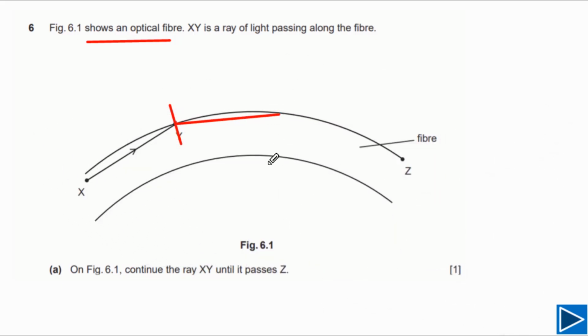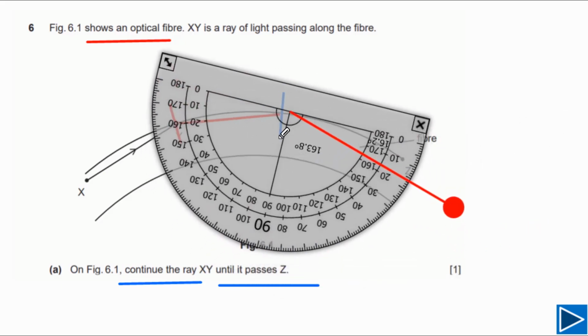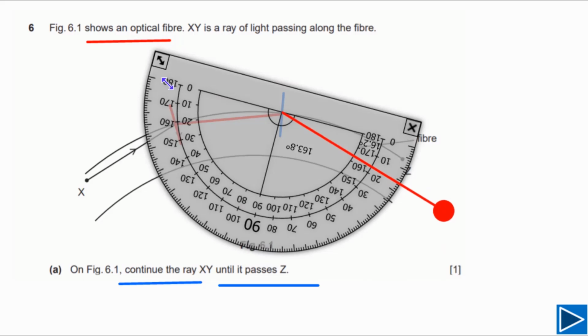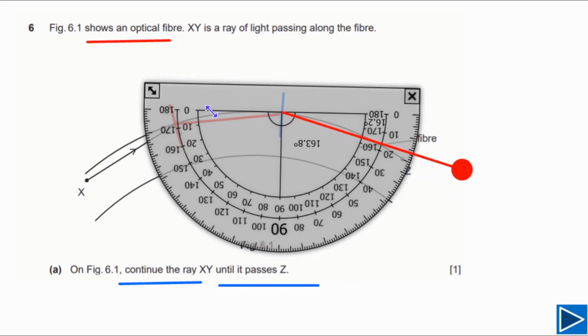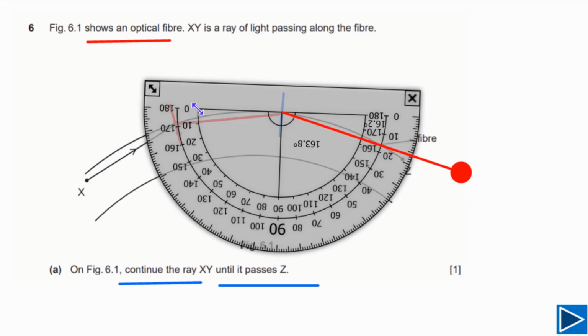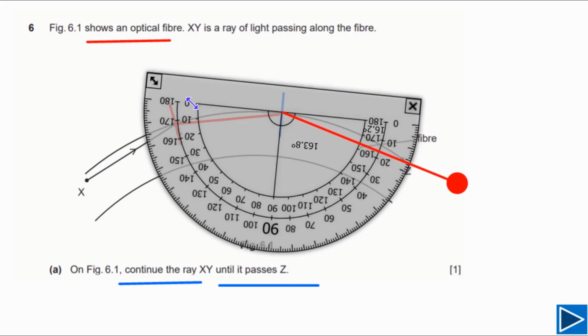We need to draw another reflected ray because the question is asking us to continue ray XY until it passes Z, meaning it passes this point. For that purpose, we need to draw another normal at this point. So this is about 90 degrees. Again, we need to take our protractor and measure the angle of incidence. So we need to place our protractor like this. We need to align this one with 90 degrees.